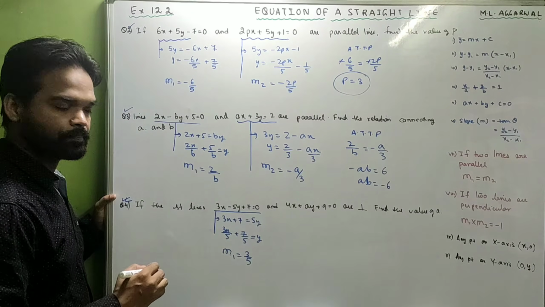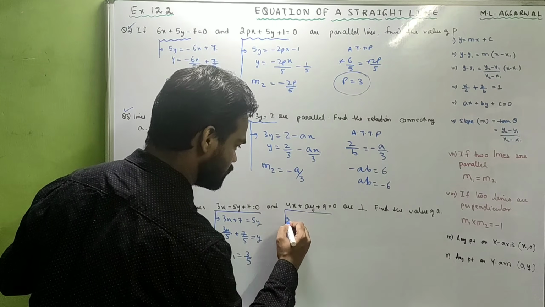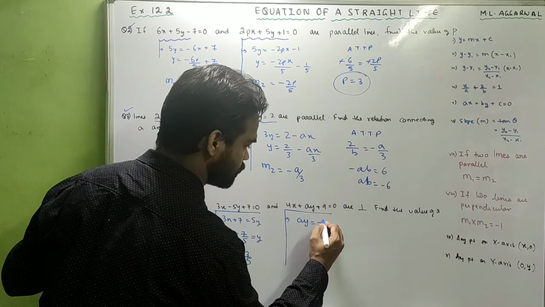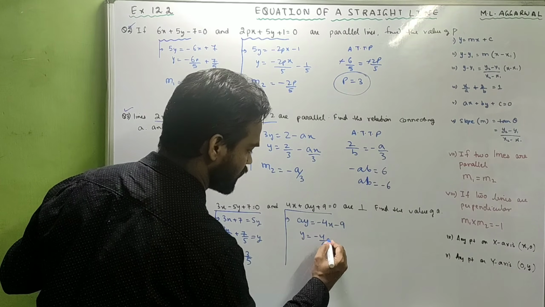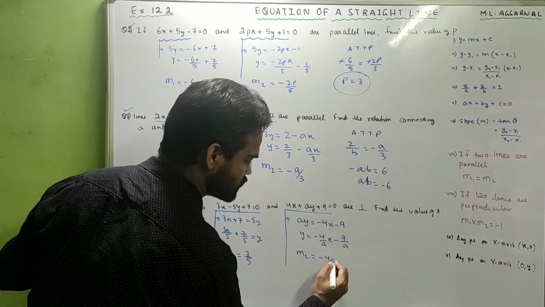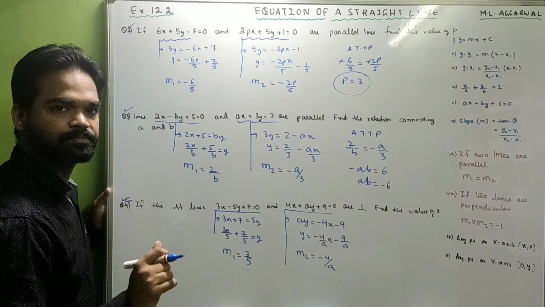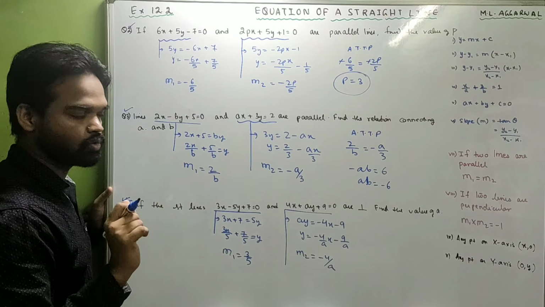No doubt in that. Find the slope of this line in the same manner. ay equals minus 4x minus 9. y equals minus 4 by a x minus 9 by a, which means the slope m2 is minus 4 by a, the coefficient of x, because this is in the form of y equals mx plus c, where m is the slope.